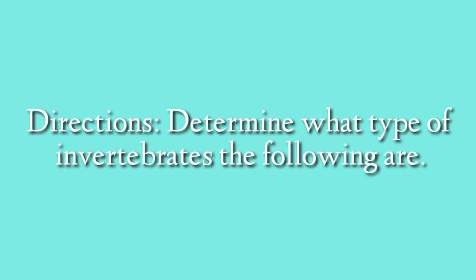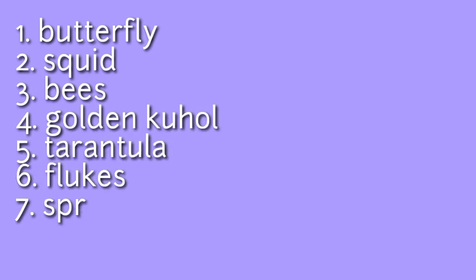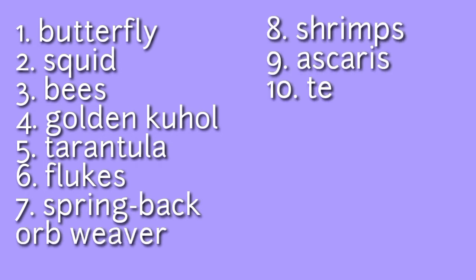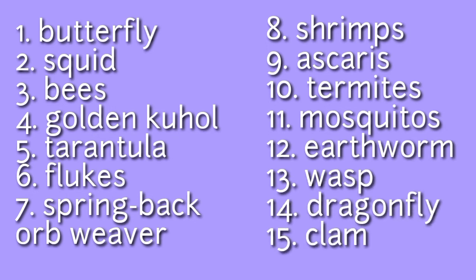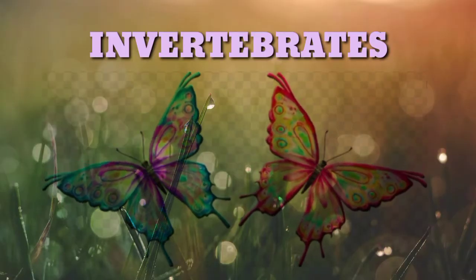Directions: Determine what type of invertebrates the following are. 1. Butterfly, 2. Squid, 3. Bees, 4. Golden kohol, 5. Tarantula, 6. Flukes, 7. Spider or weaver, 8. Shrimps, 9. Ascaris, 10. Termites, 11. Mosquitoes, 12. Earthworm, 13. Wasps, 14. Dragonfly, and 15. Clam.